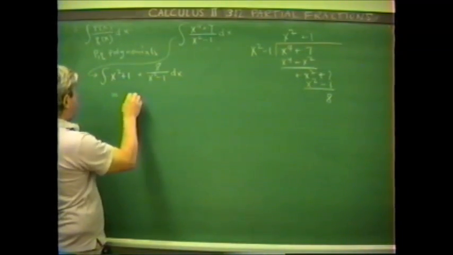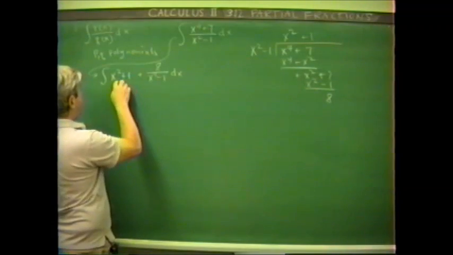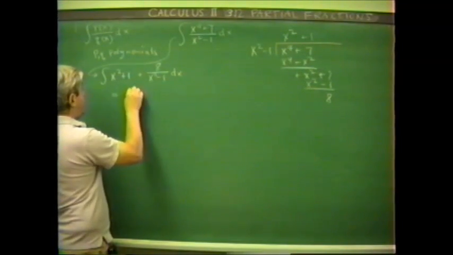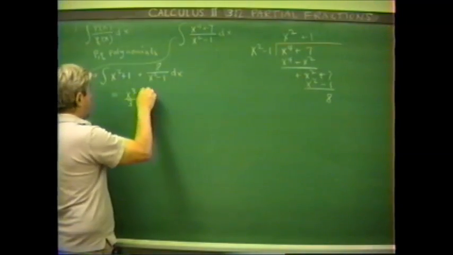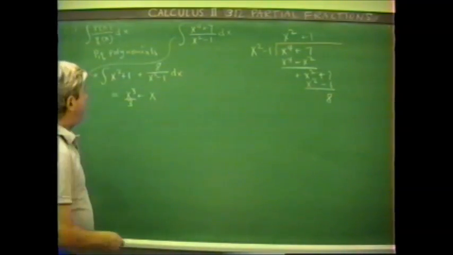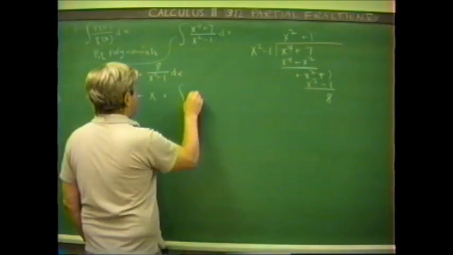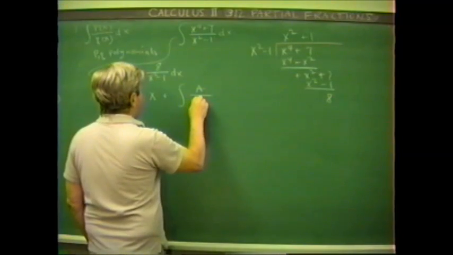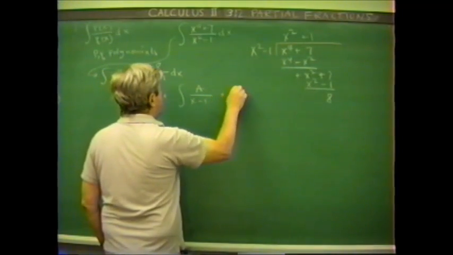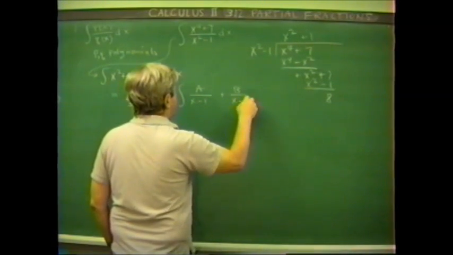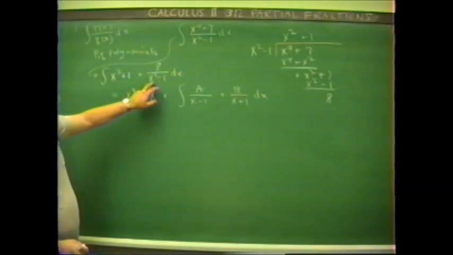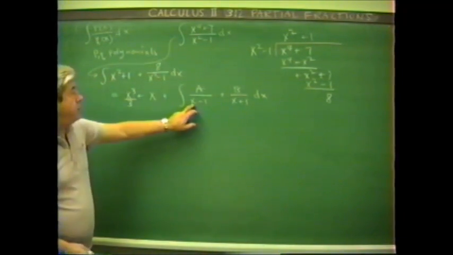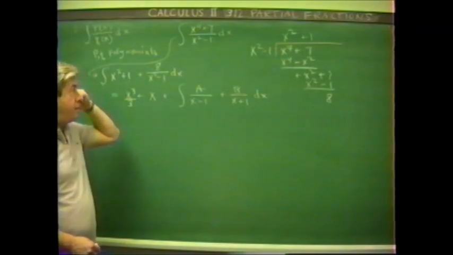Now, the next thing to do here is this. We claim that we can write this antiderivative of x squared as x cubed over 3 plus the antiderivative of 1, which is x. And now the claim is we can write this as a over x minus 1 plus b over x plus 1 for an appropriate choice of a and b. In particular here, x squared minus 1 factors into x minus 1 and x plus 1.